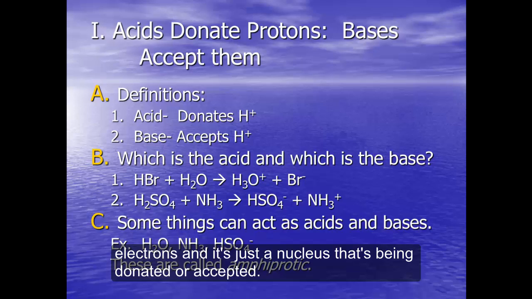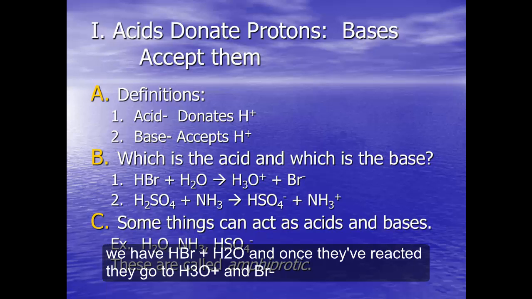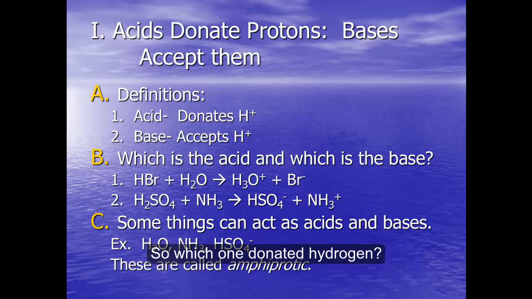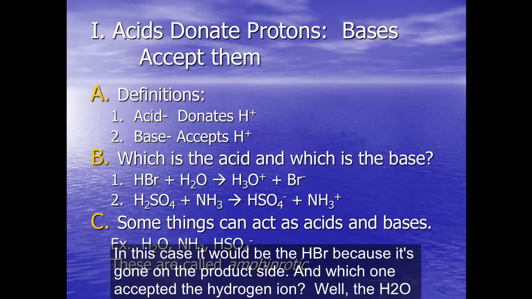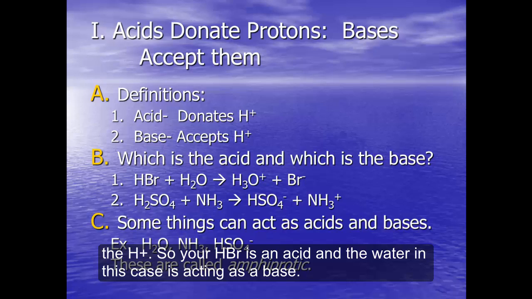donated or accepted. When we look at a chemical reaction, we can ask which one is an acid and which one is a base. So number one here, we have HBr plus H2O, and once they've reacted, they go to H3O+ and Br-. So which one donated hydrogen? In this case, it would be the HBr because it's gone on the product side. And which one accepted the hydrogen ion? Well, the H2O now has an extra hydrogen and a positive charge, so it accepted the H+. So your HBr is an acid. It's called hydrobromic acid. And the water, in this case, is acting as a base.